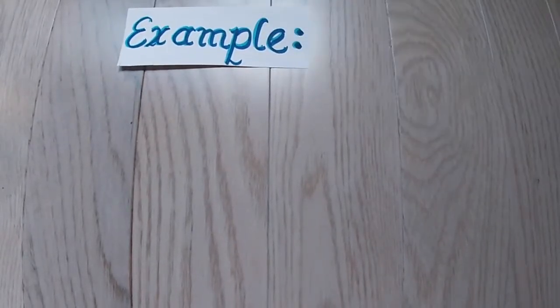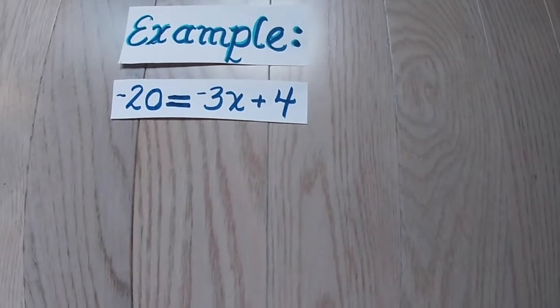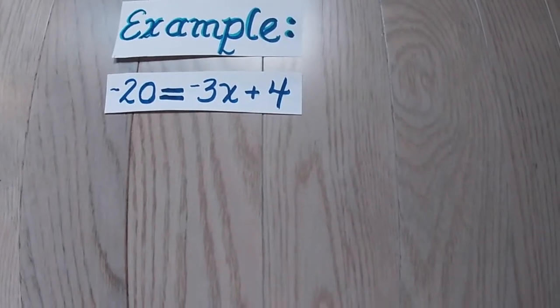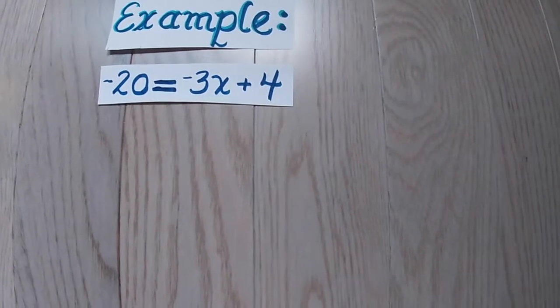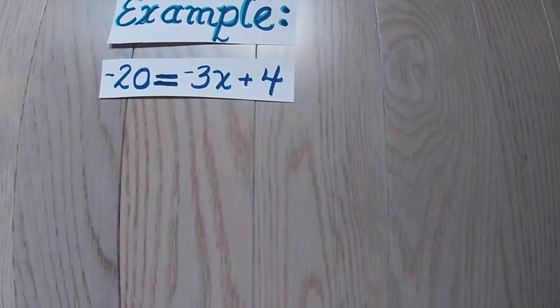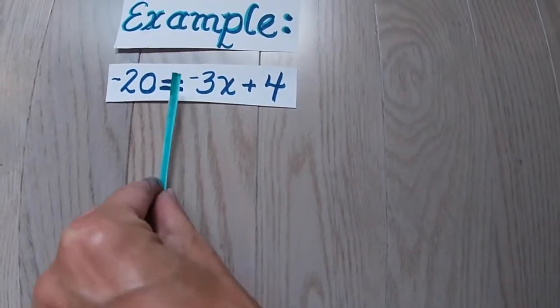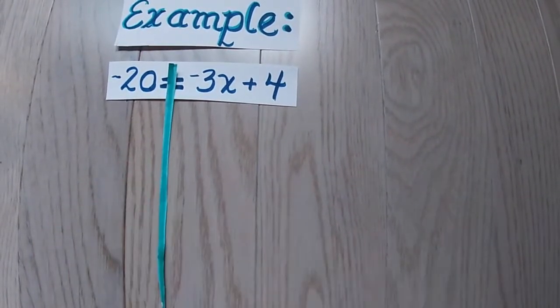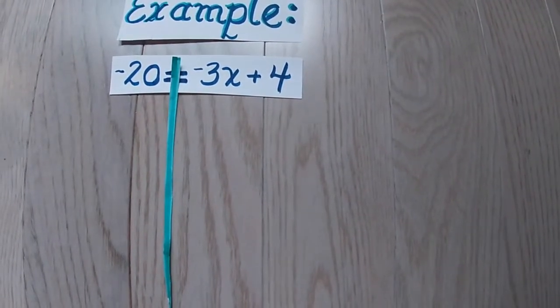Okay, so you might typically see a problem like this. Negative 20 equals negative 3x plus 4, and you're going to be asked to solve for x. And when you're doing this, you want to follow the goals. Try to get x alone by doing the same thing to both sides. So I'd like you to try to draw a line down your equal sign so that you keep in mind when you do something to one side, you have to do it to the other.